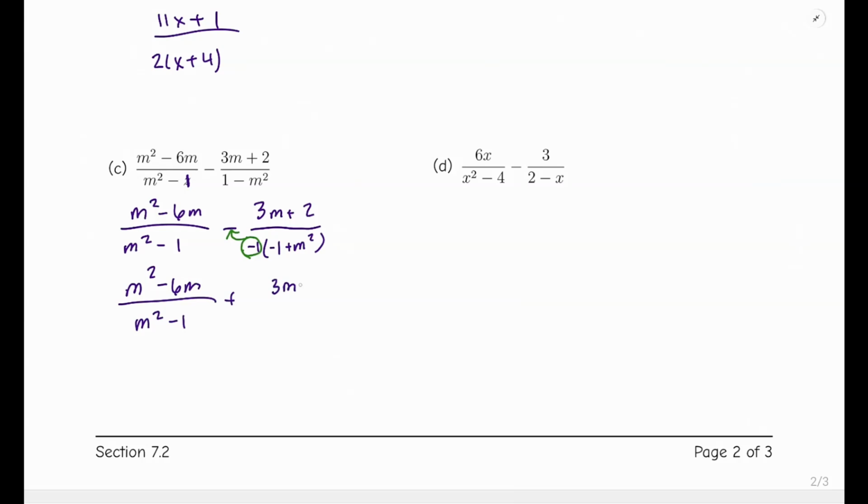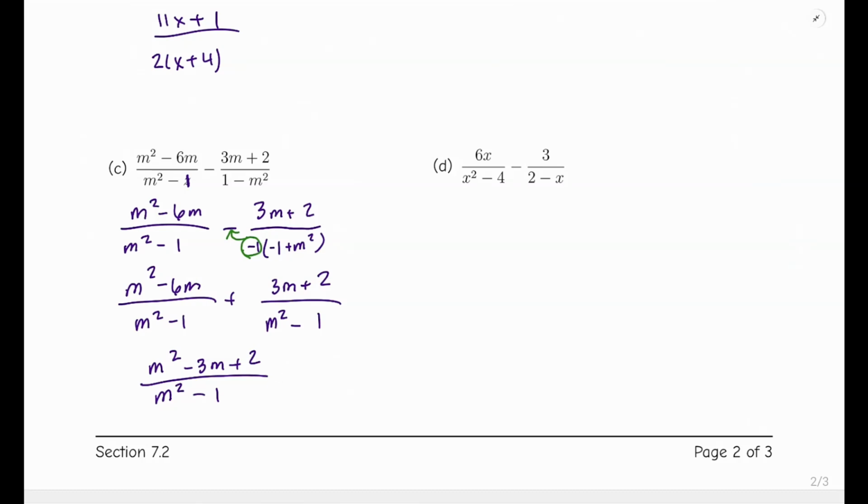And then realize that negative 1 plus m squared is the same thing as m squared minus 1. So again, these will be the first two steps that you do when your denominators are just backwards of each other. Now I can combine, we get m squared minus 3m plus 1 over m squared minus 1. And again, oh, sorry, plus 2, plus 2.